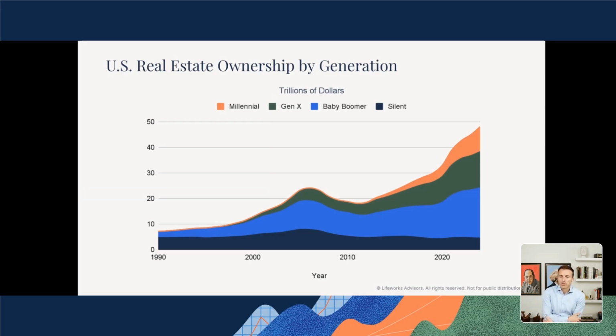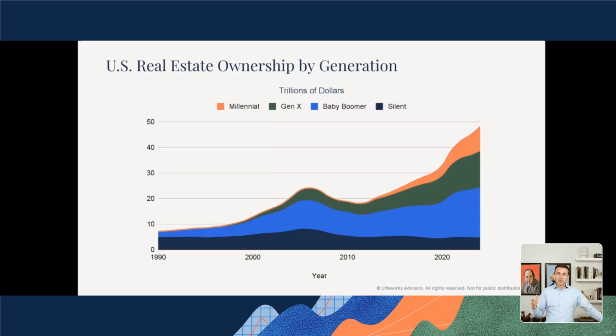And so what you see here is the dark blue on the bottom is the silent generation. That would be people born before 1946. The bright blue in the middle is the baby boomer generation. That's 1946 to 1964. So just some basic arithmetic here: that means the youngest baby boomer in 2025 is going to be 61 years old, and the oldest baby boomer is going to be 79.